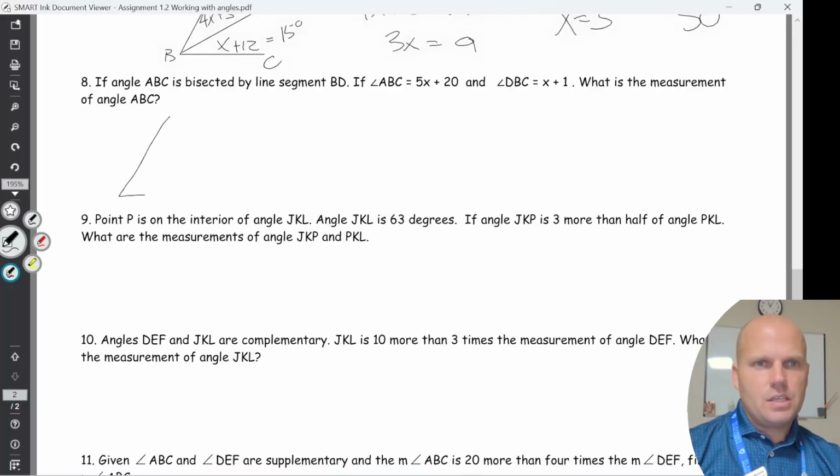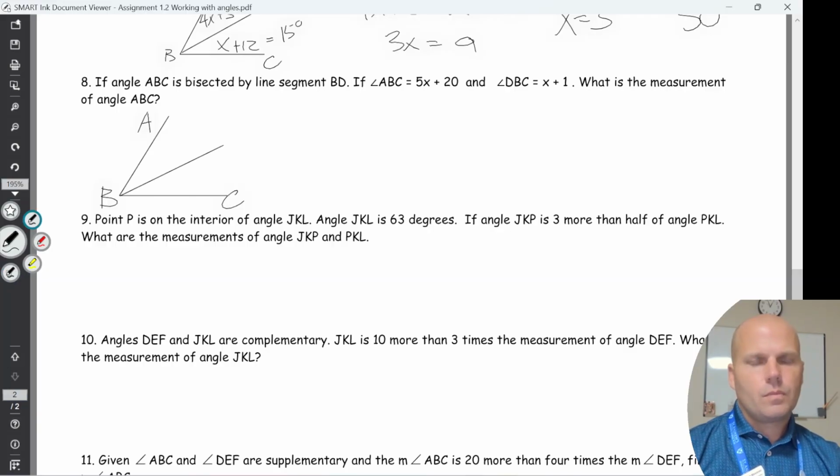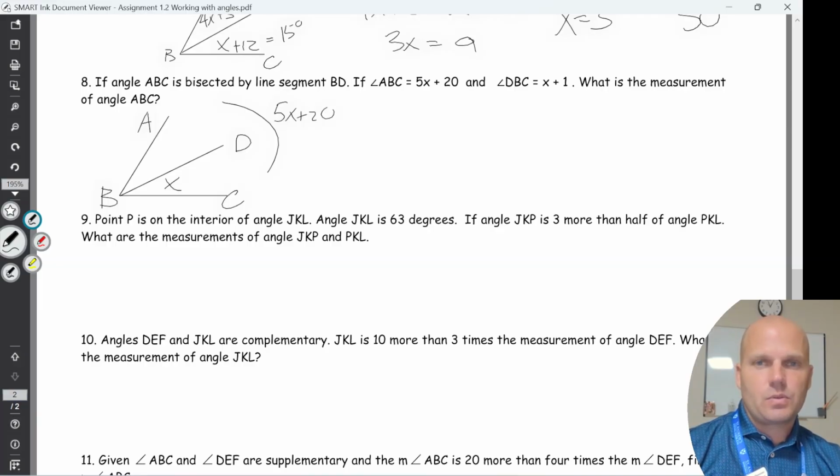This is question number 8. Angle ABC is bisected by line segment BD. ABC, that's the entire angle, is 5x plus 20. DBC is x plus 1. What is ABC? It is so important to draw a picture.